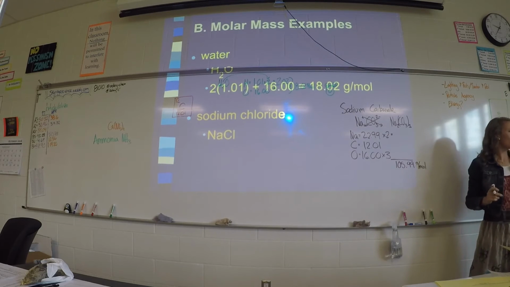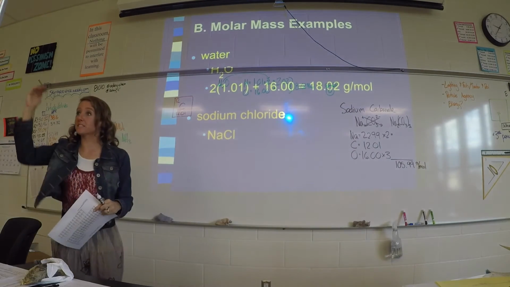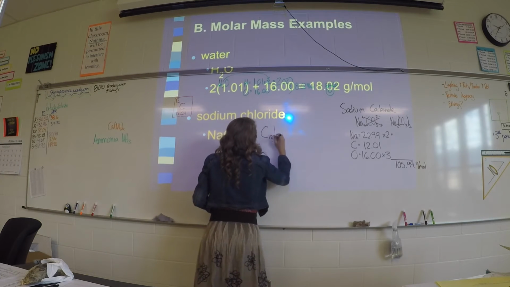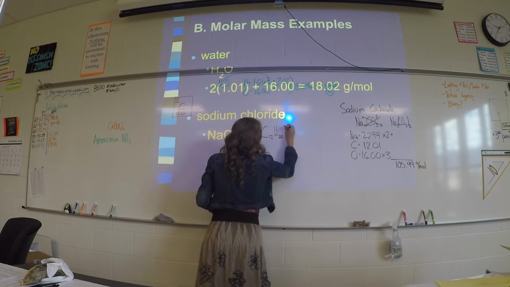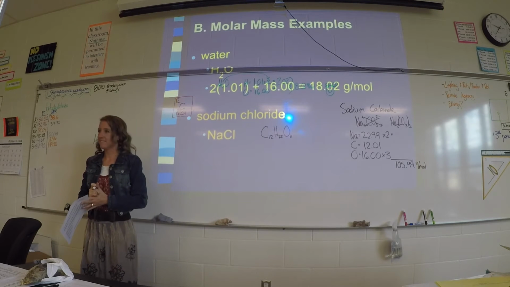We'll get to one of those here in a second, but that's a good question. Okay, sucrose, the next one. Sucrose has the formula of C12H22O11. Calculate that for me.